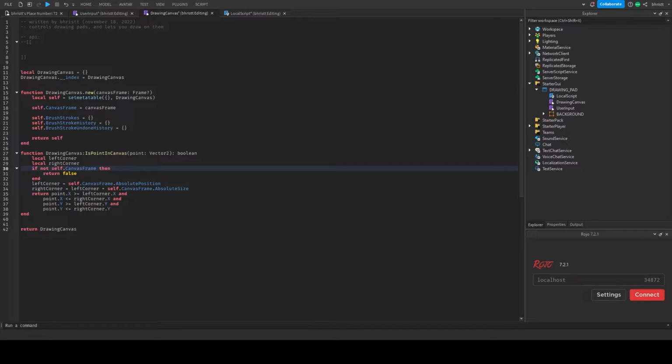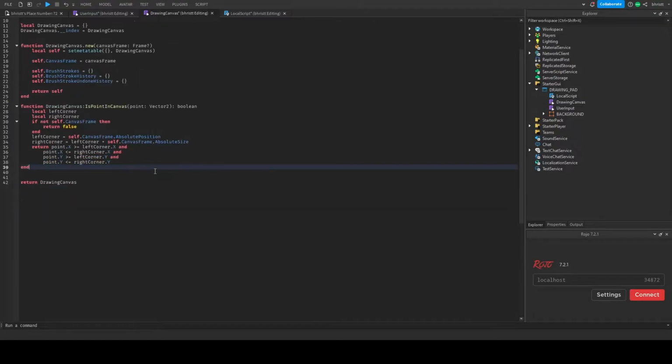Okay, this DrawingCanvas class has this function called isPointInCanvas, and the parameter of this function is point, which is going to be a vector2 value, and it also returns a boolean. So we take the left corner and the right corner of this canvas frame, and if this canvas frame doesn't exist, then we're going to return false, because how can a point be inside a canvas that doesn't exist? So if it does exist, we're going to take the left corner and the right corner of that frame, and we're going to see if the point lies within the boundaries of that frame. And that's basically what we're doing right here in this return. So if it lies within the boundaries of this canvas frame, then we're going to return true, and if it doesn't, then it returns false.